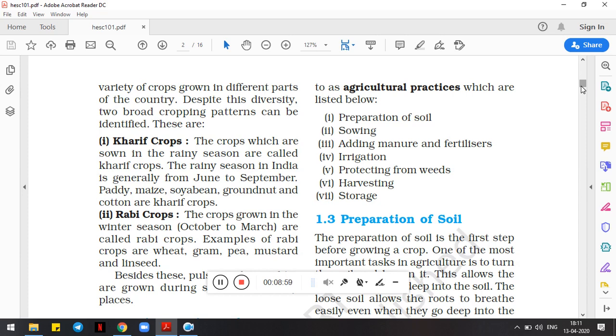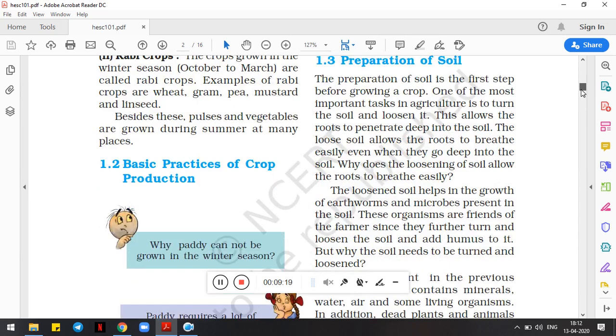Now, as I said, preparation of soil is the first step before growing a crop. The most important task in agriculture is to turn it upside down. Why do we turn it upside down? So that the soil is soft and it becomes loose. Why loose soil do you need? The loose soil allows the roots to breathe easily, even when they go deep into the soil. So roots, they need air, as you know. Everyone needs air. So the roots have to go deep down to get water also.